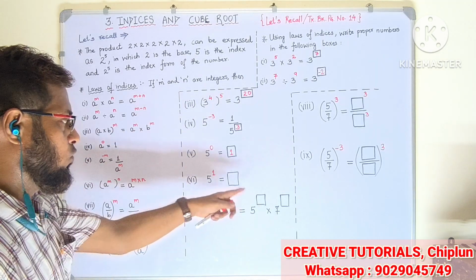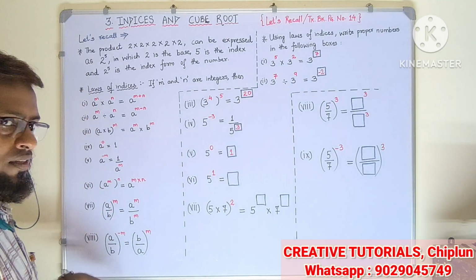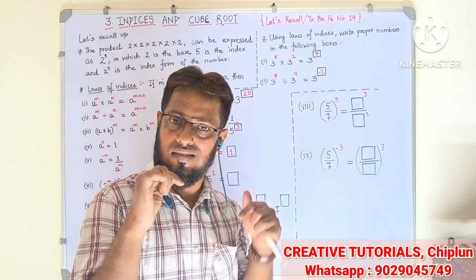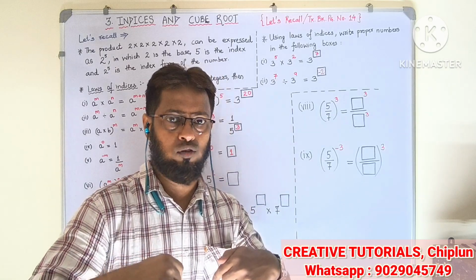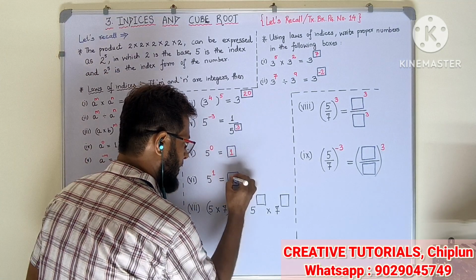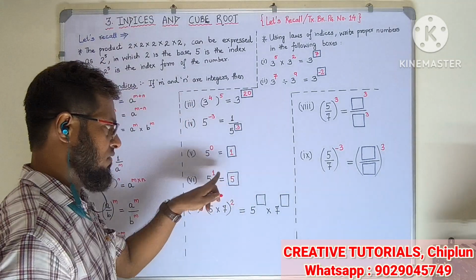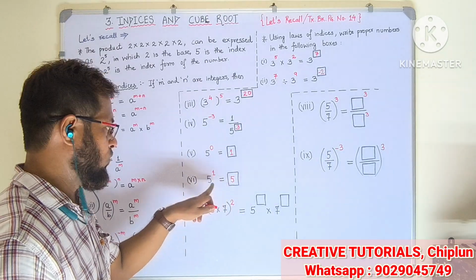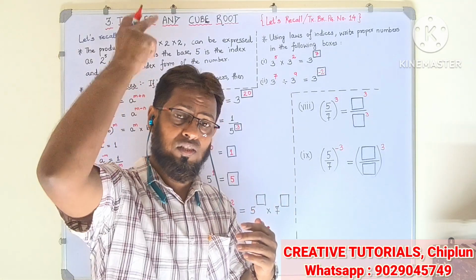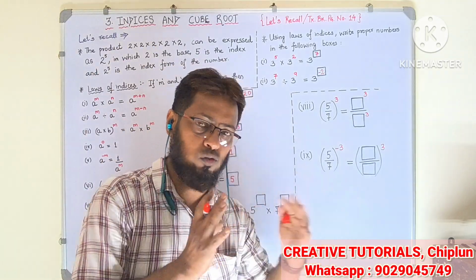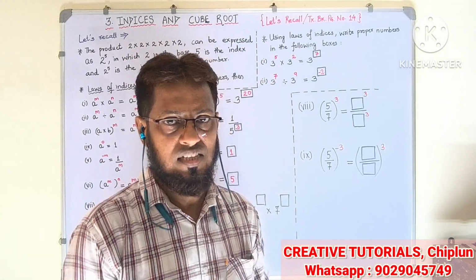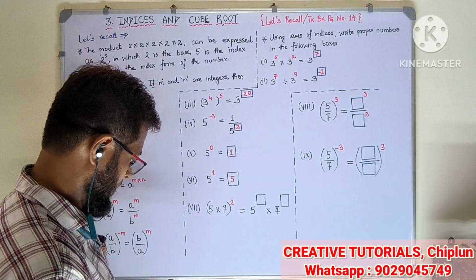5 raised to 1 is equal to how much? This law is not given to us here, but we studied in previous standards that any number raised to 1 is the number itself, meaning the base. If I give 7 raised to 1, this will become 7. 99 raised to 1 becomes 99. 1000 raised to 1 becomes 1000. Whenever any number is raised to the power of 1, the answer is the base itself. Very good.